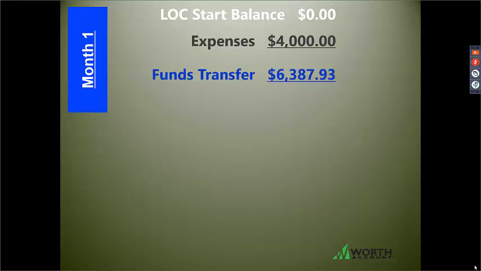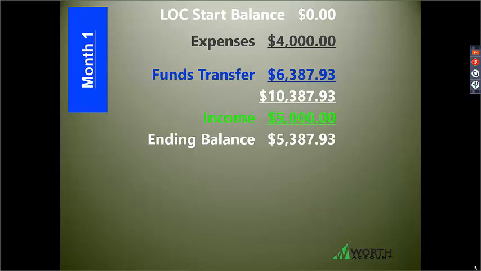And as we have that $4,000, our balance is so low, the program says, hey, let's do a funds transfer. So it tells us to transfer $6,387.93 from our line of credit to our first mortgage. Now, this is where the program just starts to get exciting and where this concept really starts to make sense to you. So basically, our balance is now at $10,387.93, but our income comes in. What do we do with our income? We deposit it against our home equity line of credit.